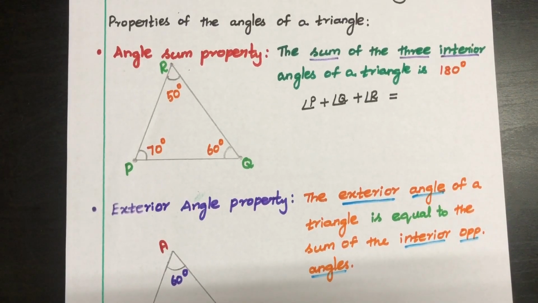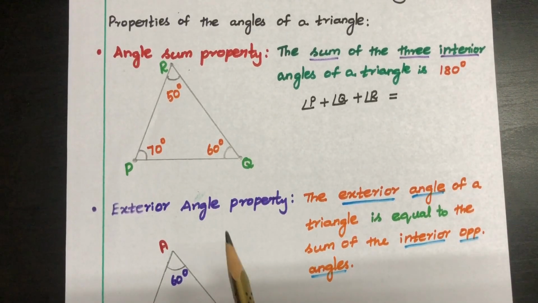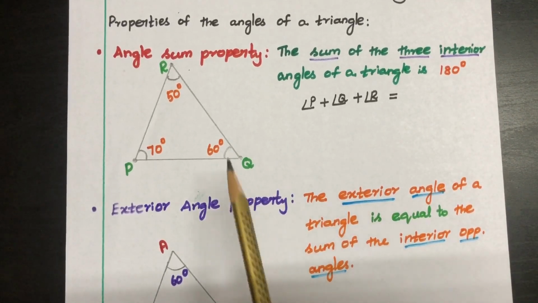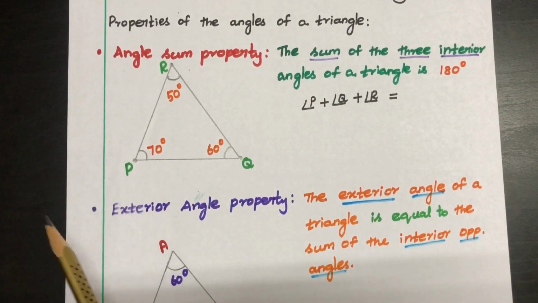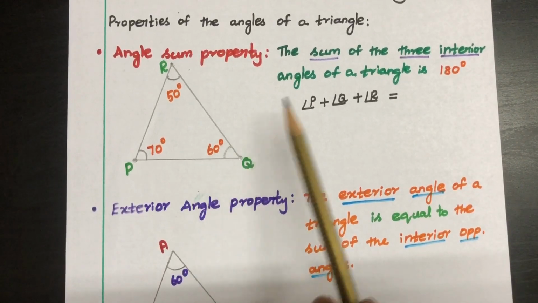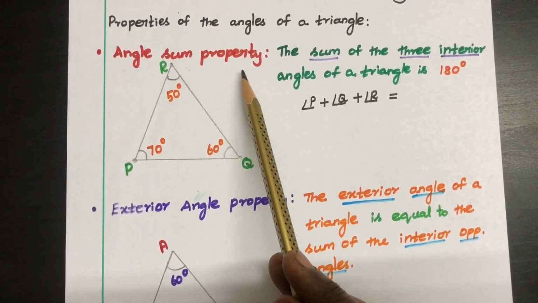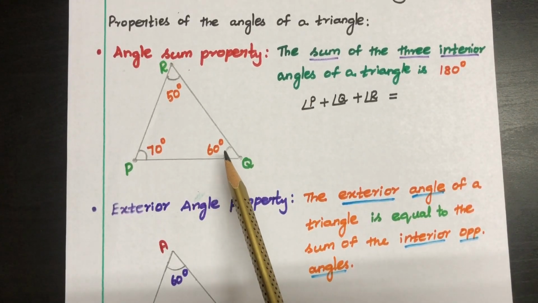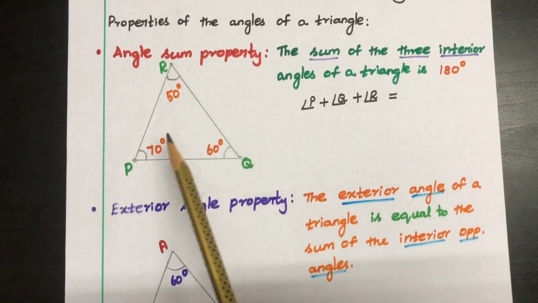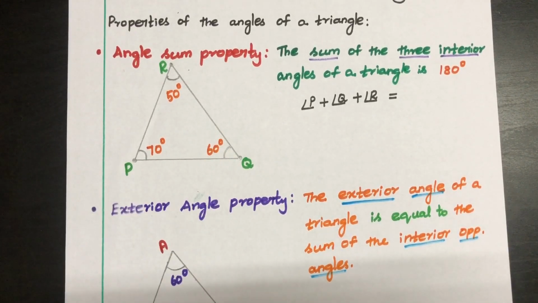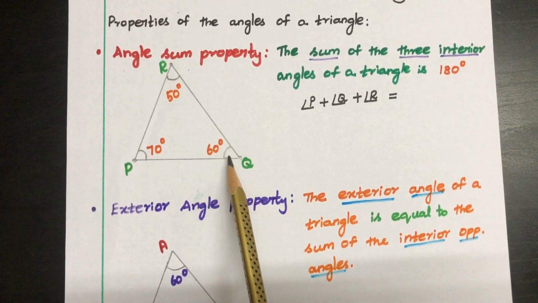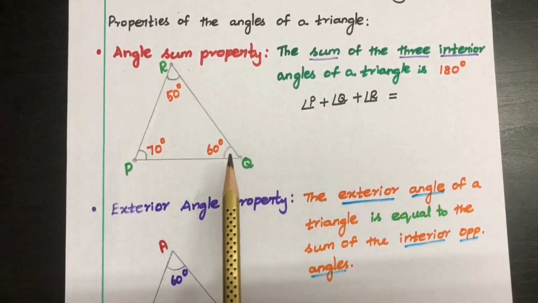Properties of the angles of a triangle. See, these properties we need to know very thoroughly. It is very useful for our questions in the next chapters. So, just give concentration. Moving forward, it is very important. The angle sum property. The sum of the 3 interior angles of a triangle is always 180 degrees. See, in any triangle, whatever triangle you take, if you add all the angles, it will give you 180 degrees. That is the concept.